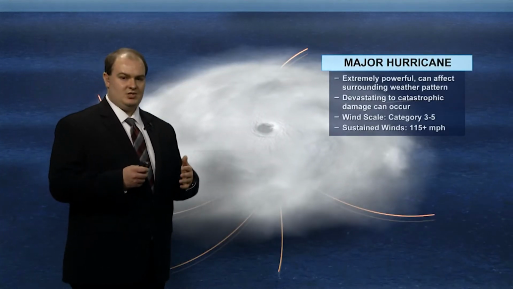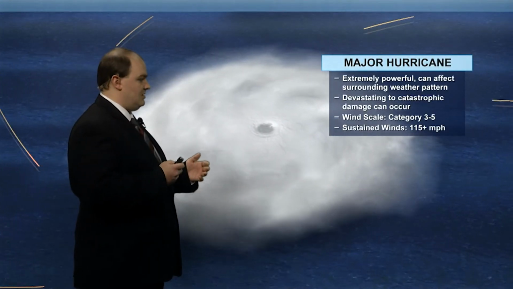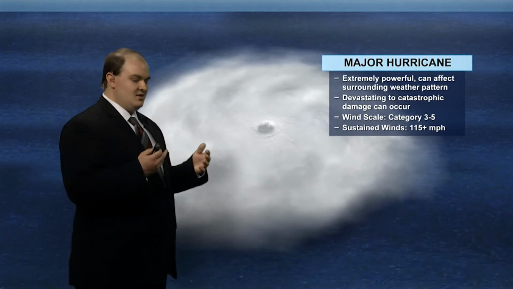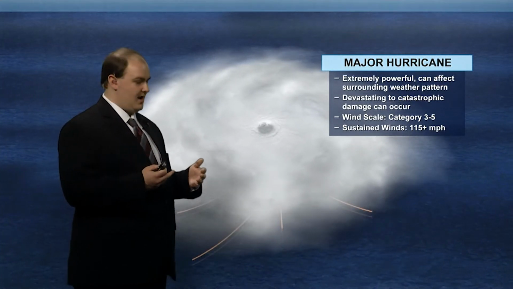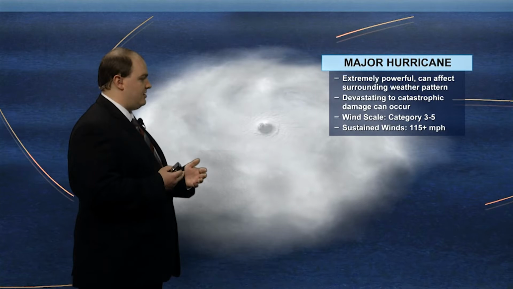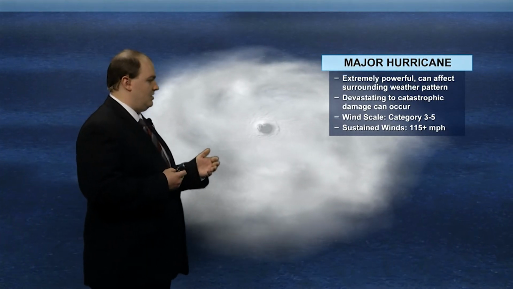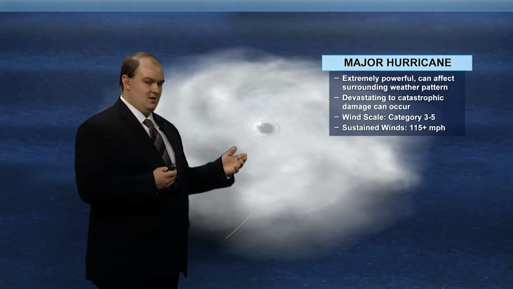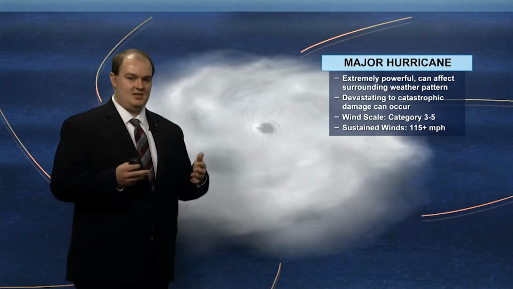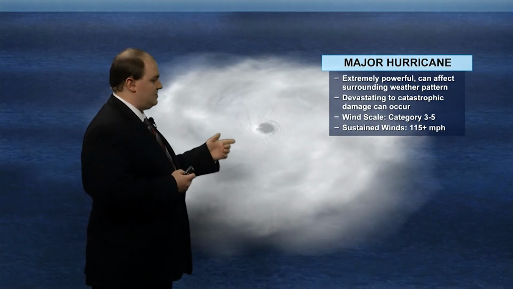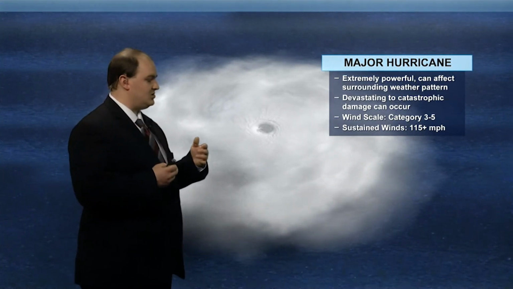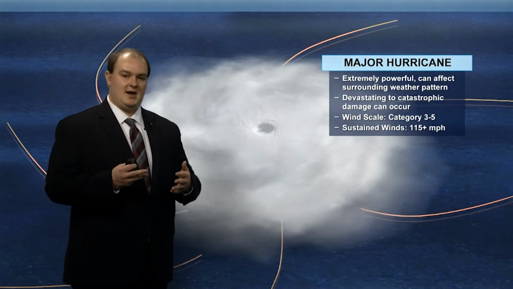Once we reach Cat 3 strength, which is about 115 plus miles per hour, that's when we have a major hurricane and can be potentially very dangerous. Again, some of the winds can be as high as 155 at the Cat 5 level. And that's when you actually start to see the eye wall be more well defined. The stronger the system, the more well defined that eye wall is.